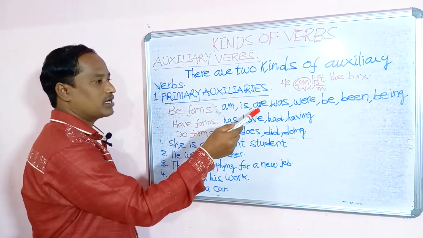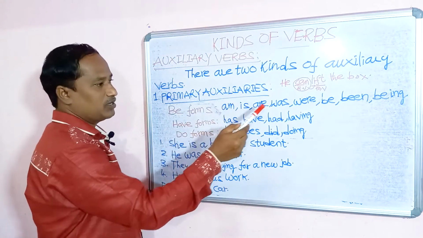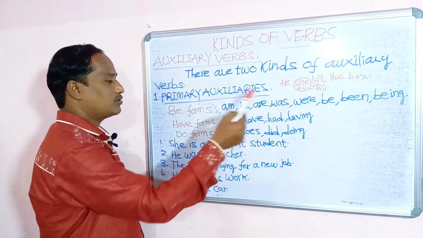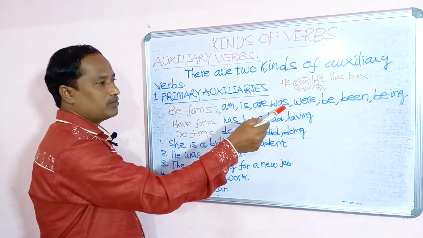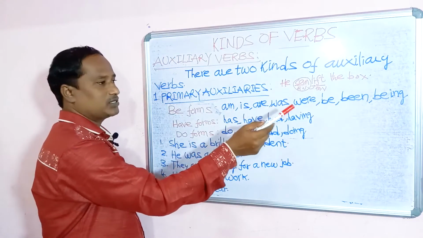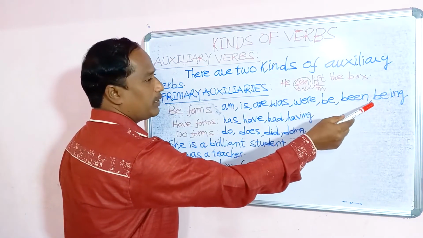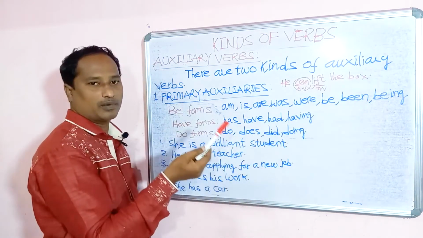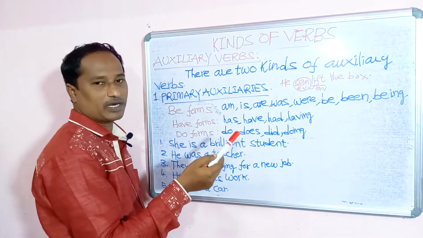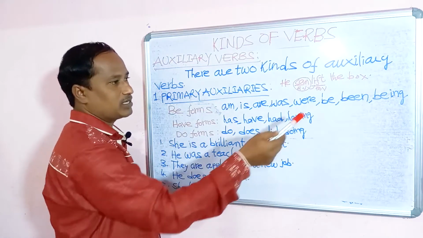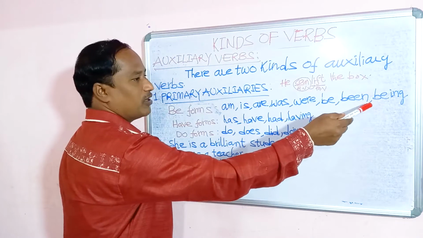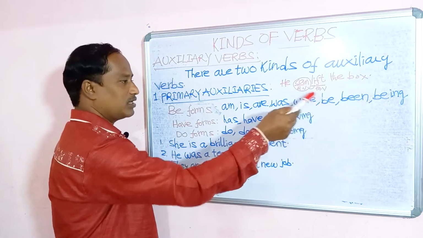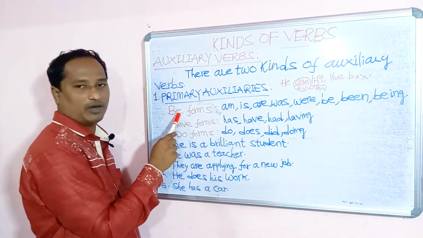Am, is, are are considered present tense be forms, whereas was, were are also be forms, but usually we use them as part of past tense. Be, been, being. Here been, usually we use in perfect tenses, either present perfect tense or past perfect tense. Being is used in the form of continuous tense, whereas be also. So that's why these verbs come under be forms.